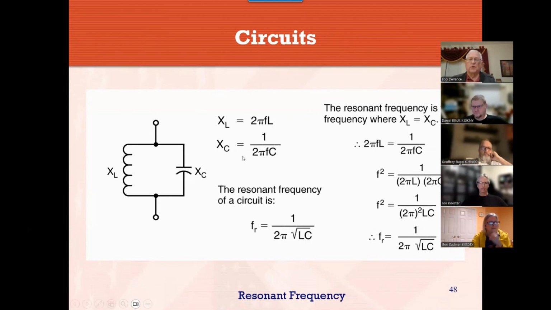Formulas for these things, if you want to figure out resonance for these things, we'd use this X sub L and X sub C. I don't think there's any place where we actually have to use that, but it's kind of nice to know that you can get that formula if you ever need it.